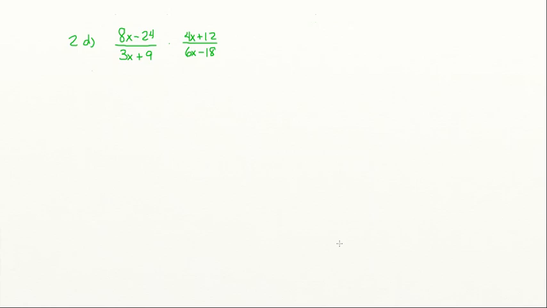Question 2. Multiply. Simplify answers if possible. Assume the denominators do not equal 0. D: 8x minus 24 over 3x plus 9 times, remember that dot means the times, 4x plus 12 over 6x minus 18. Well, remember our first step is to write as a single expression. Our second step would be to simplify. And really, if you can put it in factored form, it's much easier to simplify it. So write it as a single expression.